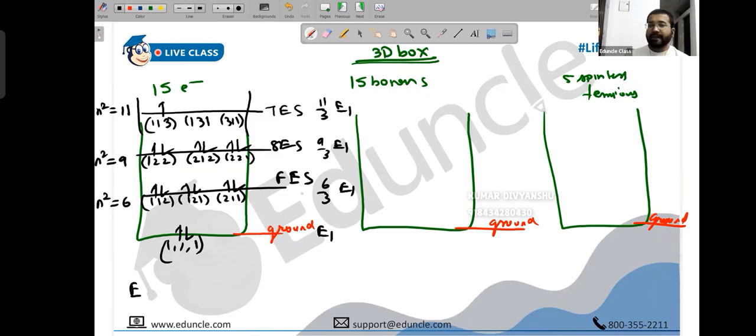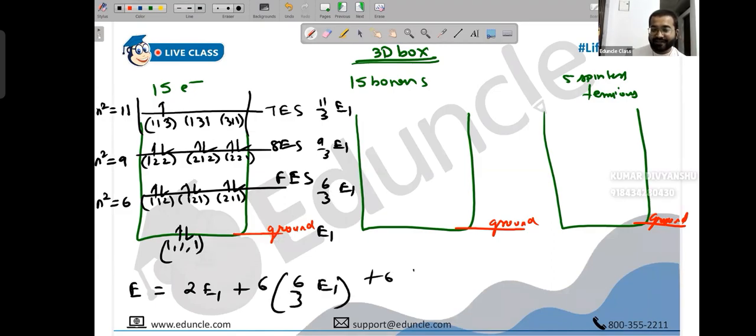That way you are saving so much of your time. Write n square on left side every time, okay? Write energy on right side every time. Because what is happening, people? I can directly say now 2 electrons are in ground state, 2 even, plus 6 electrons have 6 by 3 even, and 6 electrons have 9 by 3 even, correct? And then 1 electron has got 11 by 3 even.